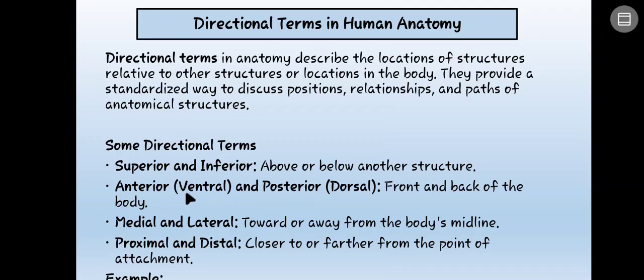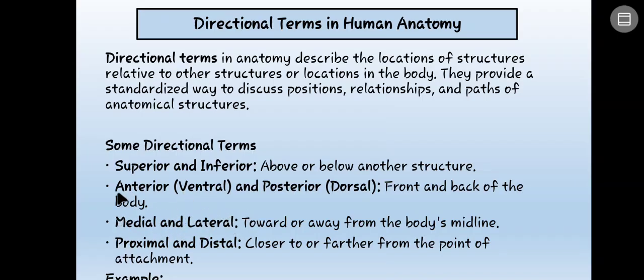Anterior or ventral. Another word for anterior is ventral. When we say ventral or anterior, it means in front. So when we say that the heart is in front of the aorta, it means the heart is anterior to the aorta. Posterior or dorsal. Another word for posterior in anatomy and physiology is dorsal. So when you see dorsal, it means posterior, behind or at the back. Front and back of the body.